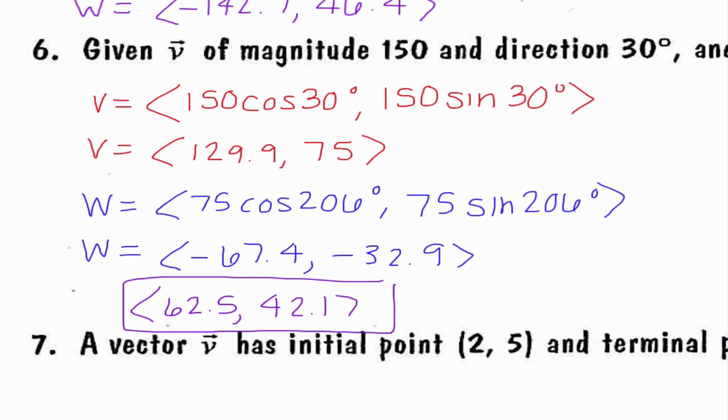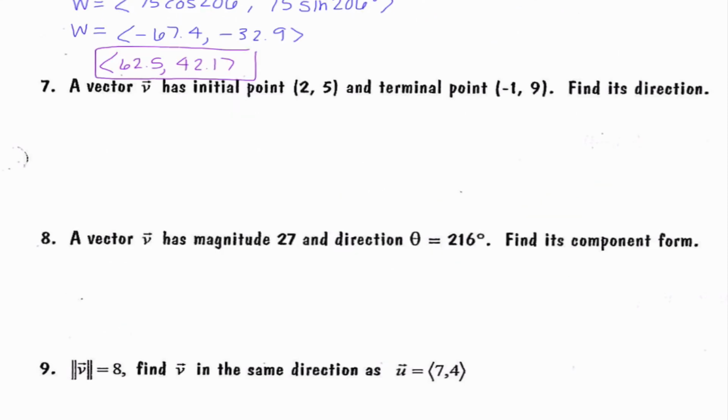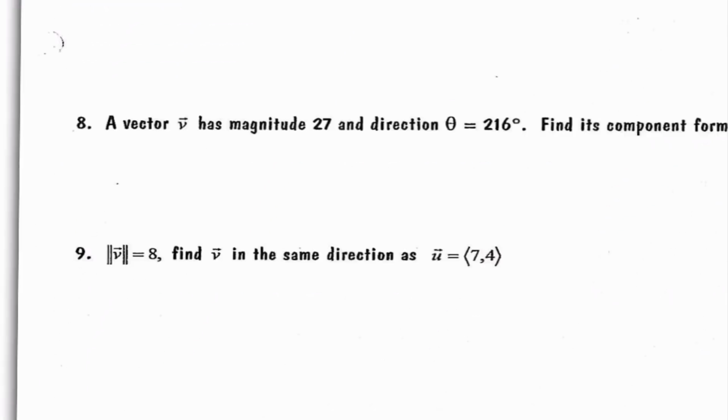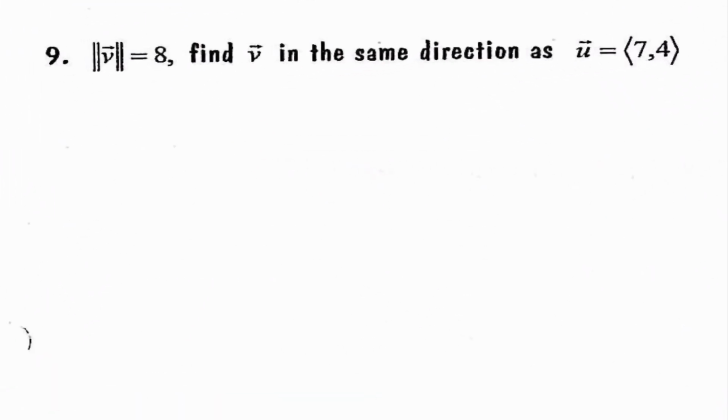Now, if we actually graphed these vectors on top of each other, this is what would happen. Graphically, if I started one where the other one ended, it would end up going to the right 62.5 and up 42.1. I'm actually going to skip 7 and 8 because I feel like they are doing the exact same things that we've been doing. Number 7 is finding a direction, so that's like 1, 2, and 3 on this set of notes. The other one is finding the component form, which is what we just did a ton of. And I'm going to just skip to the last problem here, which is number 9.